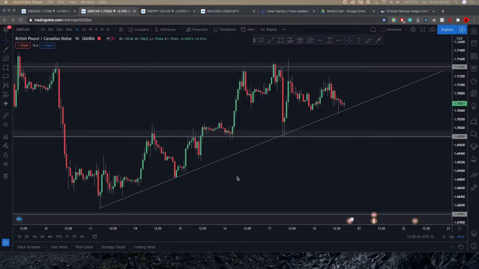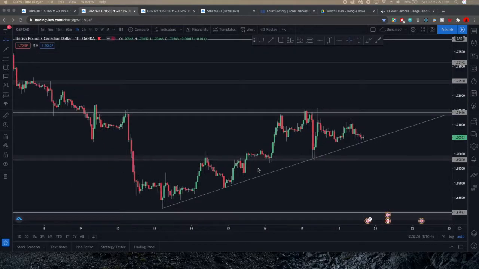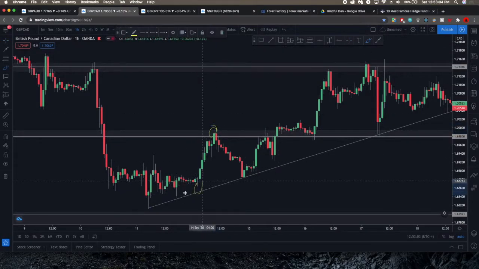This is the GBPCAD weekly recap for this third week of September. So we'll be going over what GA did, and let's just do that, okay? Initially this is September 14th going to the 15th, right here, the 15th London session. We created a high, and we're creating higher lows. So essentially this is one of our higher lows.